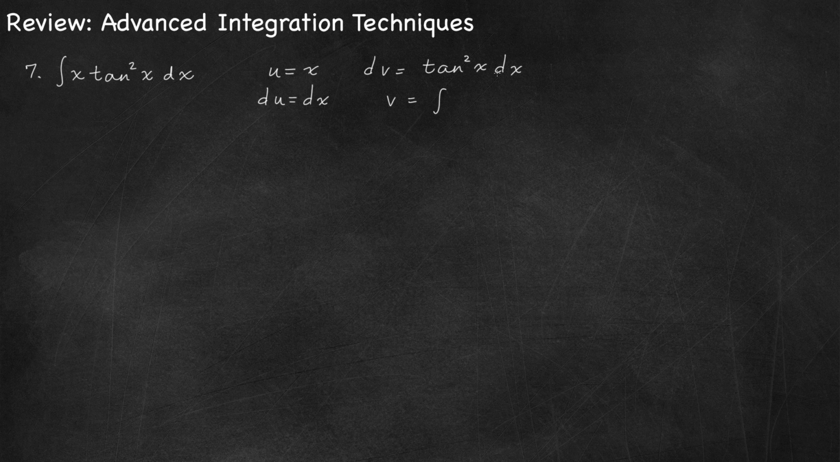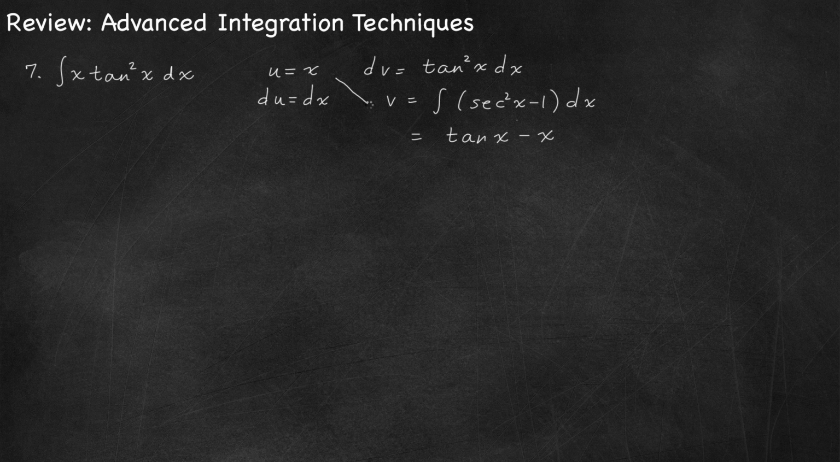We can rewrite tangent squared x. The way we integrate tangent squared x is to use the Pythagorean identity and rewrite it as secant squared x minus 1. Secant squared x minus 1 dx, and then we can integrate each one of those terms individually. So the integral of secant squared x is tan x, and the integral of 1 is x. Okay, so now we have what we need.